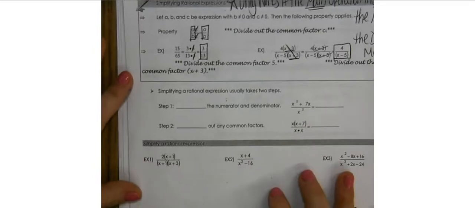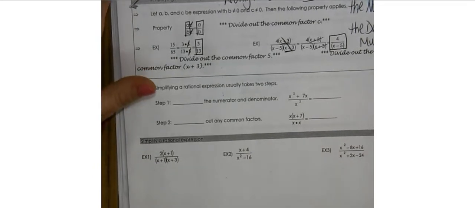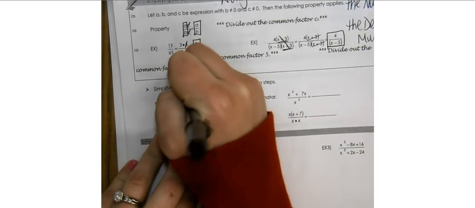So that is what we're going to be doing in this lesson. We're going to be simplifying rational expressions. And it usually takes about 2 steps in order for you to do that. The first step is, like I said to you before, if it's not already in factored form, make sure that you factor both the numerator and the denominator.